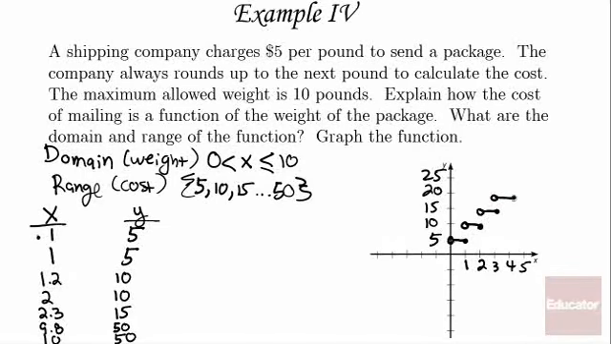So this is kind of an interesting graph because it is stepwise, because there are multiple x's that are charged the same price. And this is still a function because each x value is only assigned one y value. 0.1 is assigned $5. 1 is assigned $5. So there's still only one y value assigned to each x. So this is still a function, and it generates this stepwise graph.